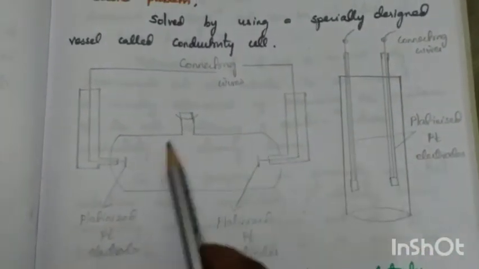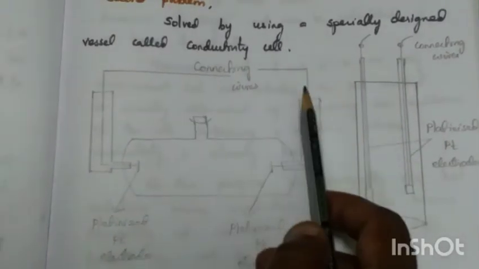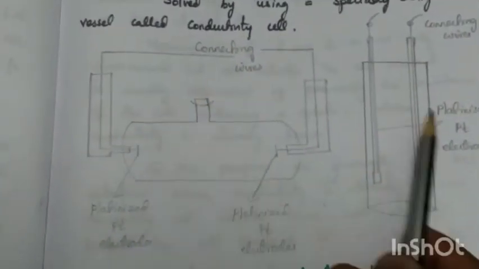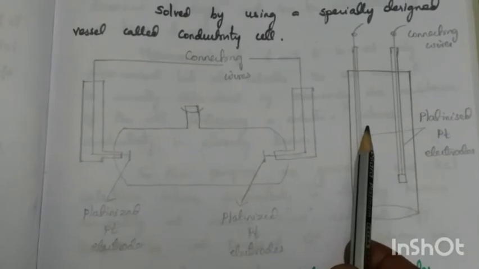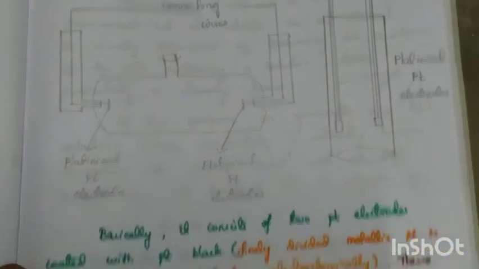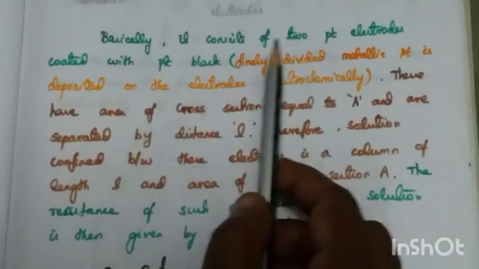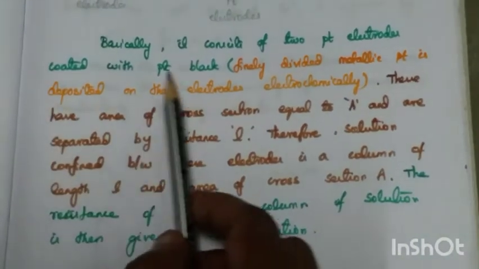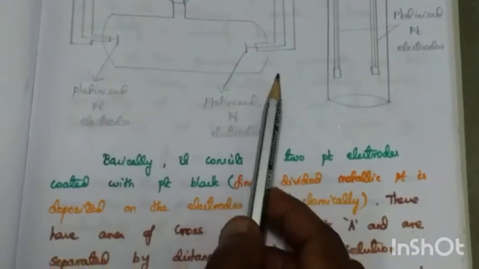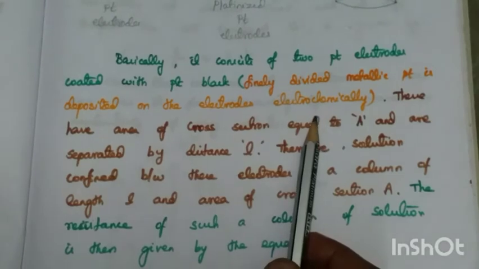These are two different types of conductivity cells. Two platinum electrodes are connected through wires. Here also, two platinum electrodes are connected by wires. These types of conductivity cells can be used to measure the resistance in a Wheatstone bridge. Basically, it consists of two platinum electrodes coated with platinum black, that is, finely divided metallic platinum deposited on the electrodes electrochemically.